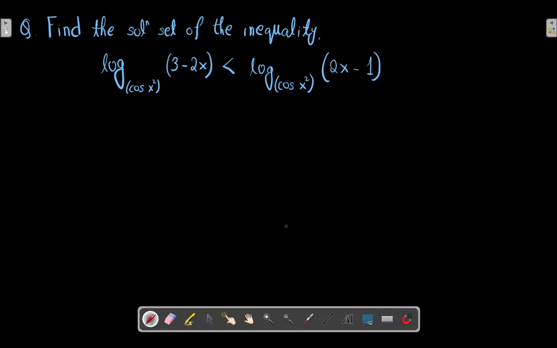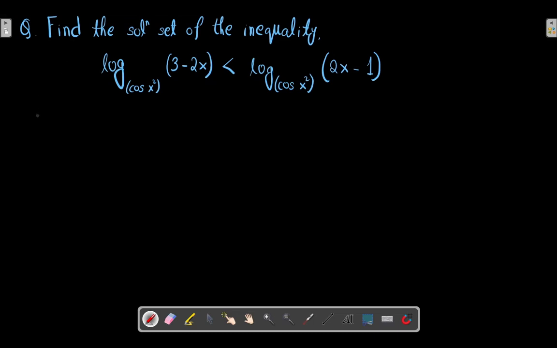Hello everyone. In this question, we are asked to find the solution set of the inequality: logarithm of 3 minus 2x to the base cos x square is less than logarithm of twice x minus 1 to the base cos x square. Okay, so this question looks very complicated. So let us first start with the definition of logarithm.